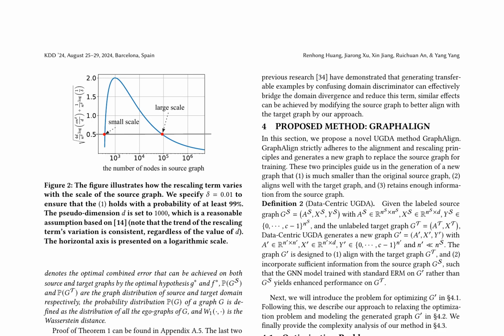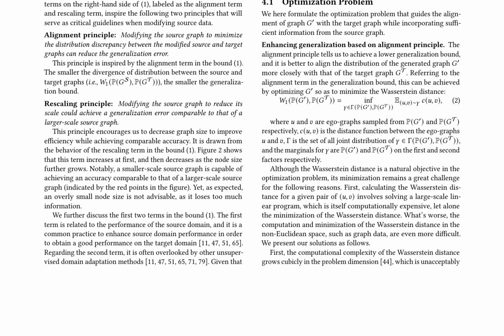The generalization bound for UGDA is derived, which lays the theoretical foundation for two principles that serve as guidelines for modifying source data. The alignment principle suggests modifying the source graph to minimize the distribution discrepancy between the modified source and target graphs, reducing the generalization error. The rescaling principle encourages reducing the source graph scale to achieve a generalization error comparable to that of a larger scale source graph. The proposed method, GraphAlign, generates a new graph to replace the source graph for training, adhering to the alignment and rescaling principles.